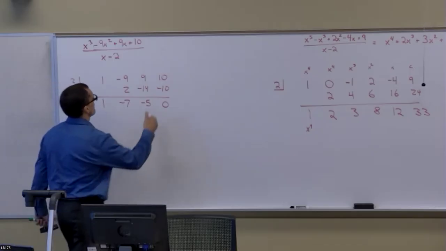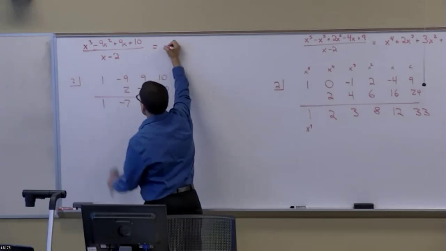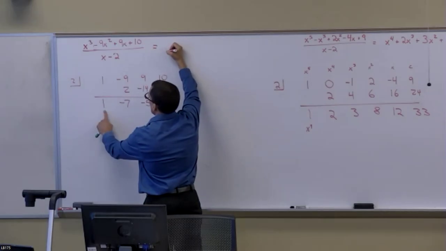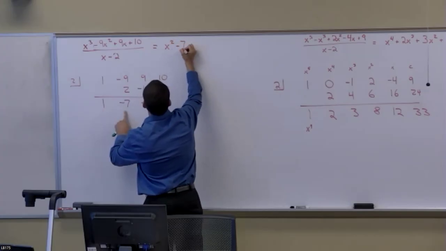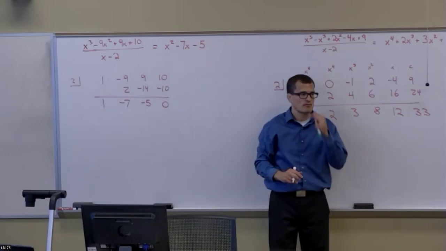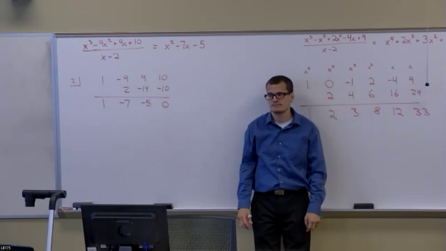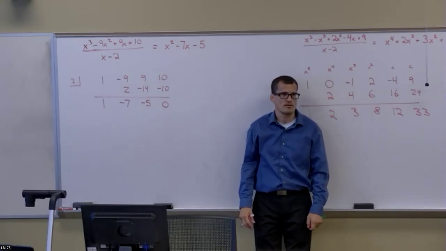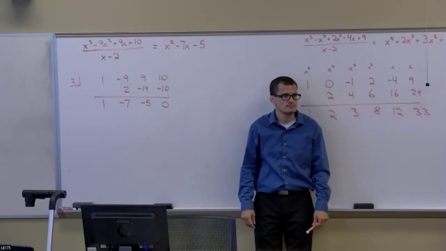All right. So what this means is that when you do this division, you end up getting, remember we dropped the exponent by 1 with the quotient, that's 1x squared minus 7x minus 5 with remainder 0. In other words, you just get that. Everybody okay with the synthetic division?